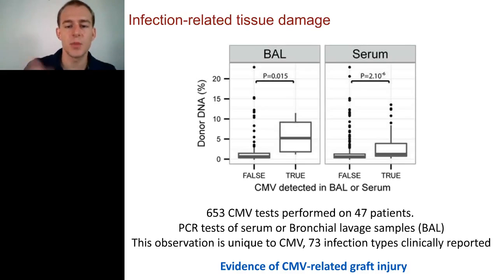So when patients are positive for CMV, a particular kind of herpes virus that can cause graft damage, we find elevated levels of donor DNA. So this is a clear sign that there is infection-related tissue damage taking place. It turns out that CMV is the only organism for which we find robust evidence for this infection-related tissue damage. So this is something that seems to be unique to CMV and is in line with what people have observed in the transplant literature.